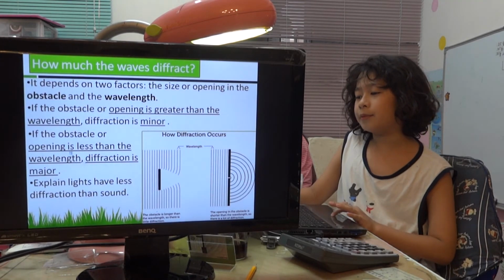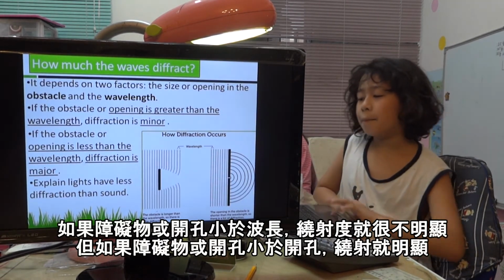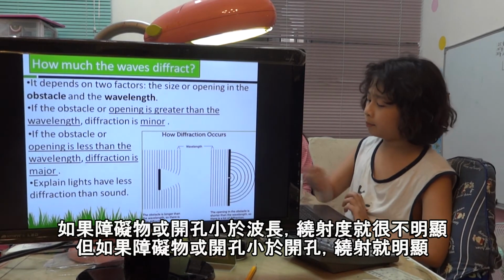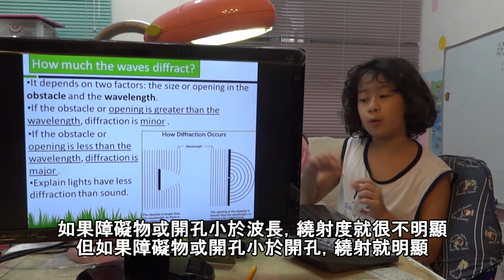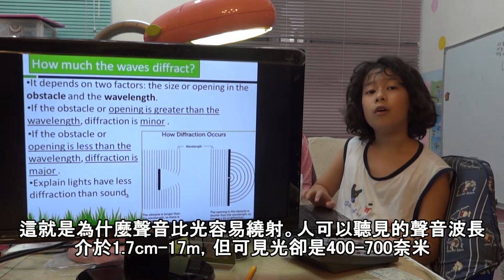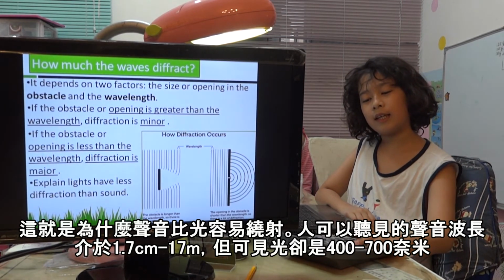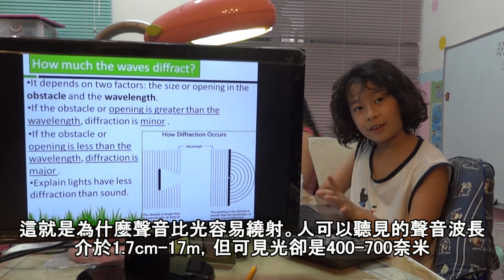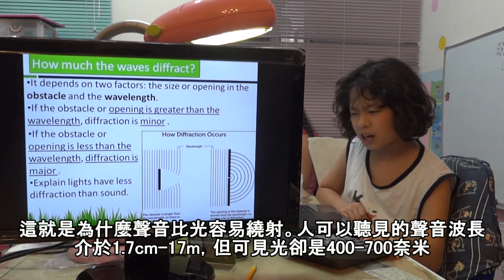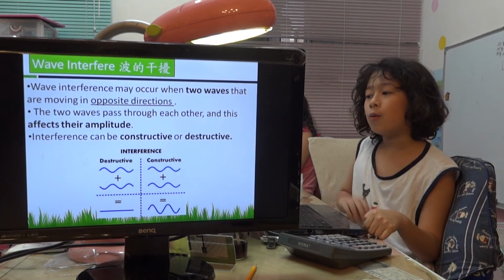If the obstacle or opening is greater than the wavelength, the diffraction is minor, so it's not very big. But if the obstacle or opening is less than the wavelength, the diffraction will be major. You will find why light can't diffract, why you can't see the radio. The sound wavelength is from 1.7 centimeters to 17 meters, but light is very small. Visible light is 400 nanometers to 700 nanometers. It's very small, so often we can't see the diffraction. What is interference?